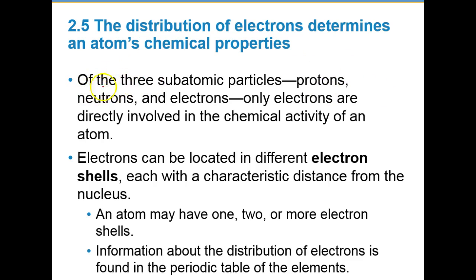It's a fun section. Remember, of the 3 subatomic particles, protons, neutrons, and electrons, only electrons are involved directly in the chemical activity of an atom. So how reactive an atom is, whether it's going to form a bond with another atom or not, is totally dependent on electrons. Electrons are located in electron shells, each with a characteristic distance from the nucleus. An atom can have 1, 2, or more electron shells depending on how fancy it is. Information about the distribution of those electrons is found on your periodic table, which is great.